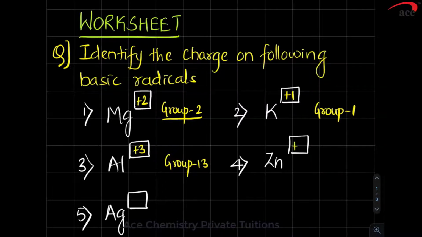Zinc, +2, a transition element, a very rare transition element which has a fixed valency of +2. Silver, yes, +1 is a common valency of silver, +1.